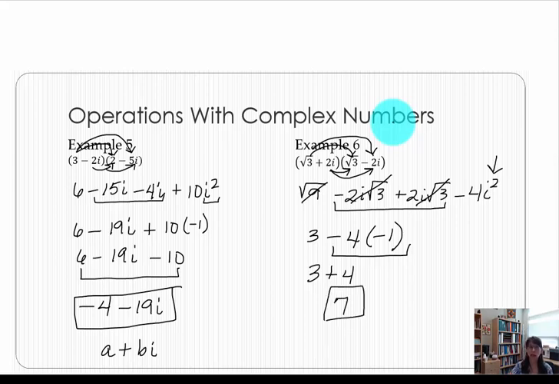So the final answer here turns out to be a real number. There's no imaginary portion remaining in the problem because our middle terms canceled, and the last term that involved the imaginary number was i squared. And we know that i squared will be replaced with negative 1. So this final answer is 7.